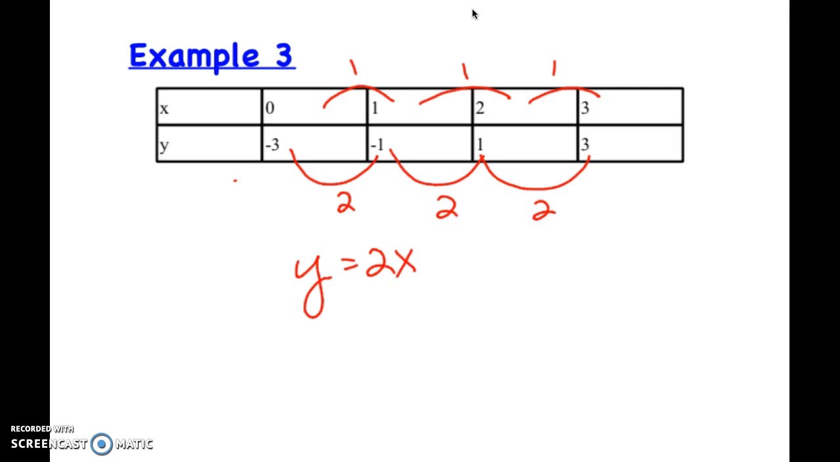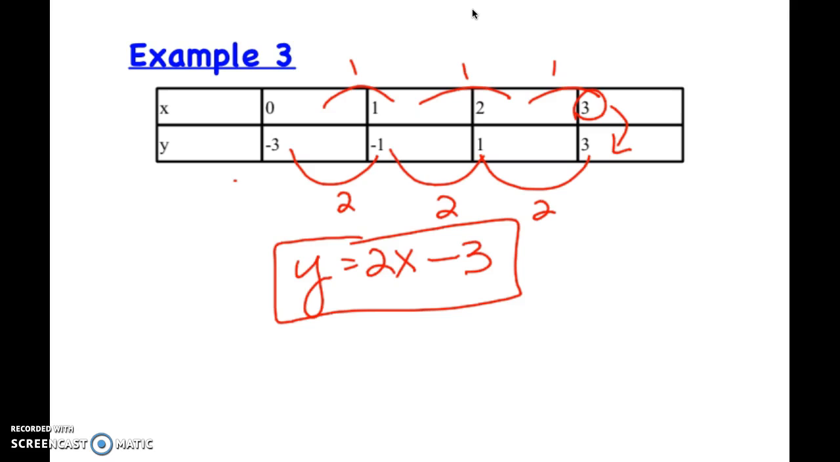If you plug in a point, say I pick 3, 2 times 3 is 6. To get to this answer of 3, I have to take away 3. So I think my answer is y equals 2x minus 3. You should double check that with other points. For instance, 2 times 0 is 0. 0 minus 3 is negative 3. It seems to work. 2 times 2 is 4. Minus 3 is 1. Keeps working. It actually works for all the points.